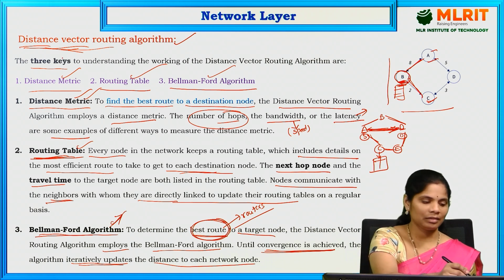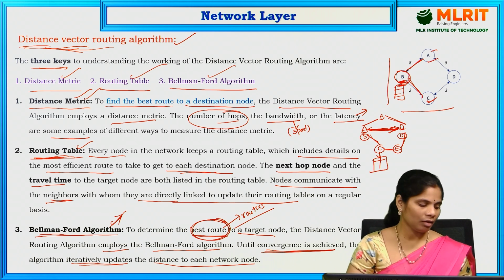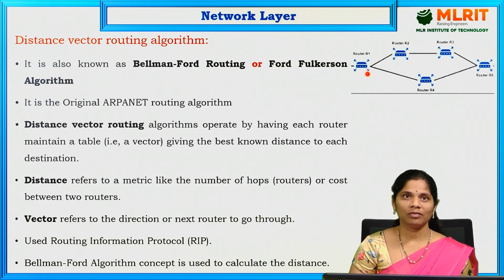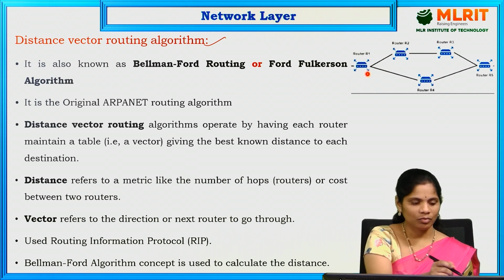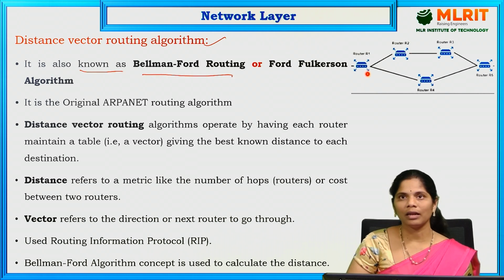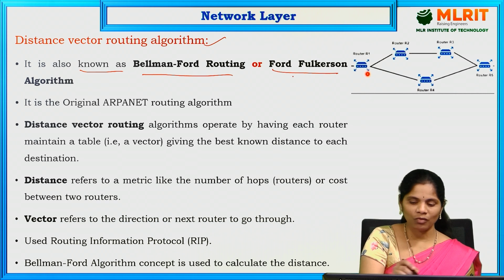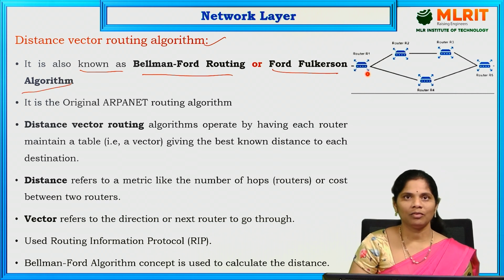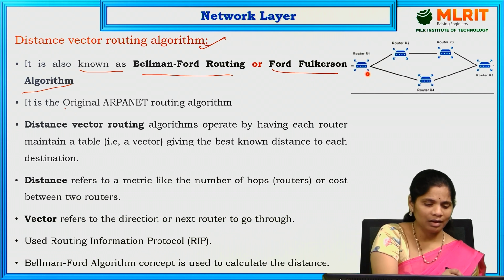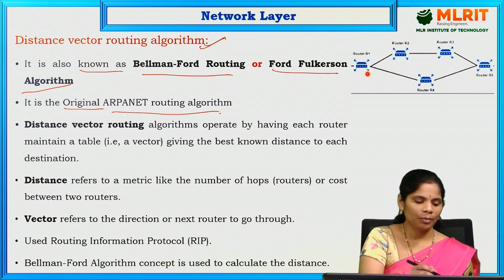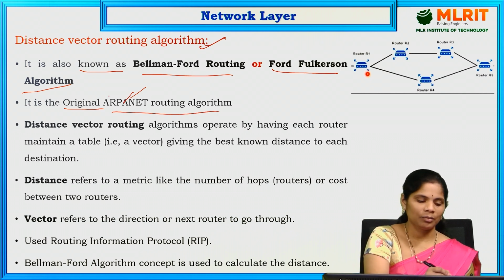These three keys are involved in distance vector routing. Next, how exactly does this distance vector routing work? It is known as the Bellman-Ford routing algorithm, and it is also called the Ford-Fulkerson algorithm. These two names are also considered distance vector routing algorithms. It is the original ARPANET routing algorithm. What is ARPANET? Advanced Research Project Agency Network. This is the original ARPANET routing algorithm.